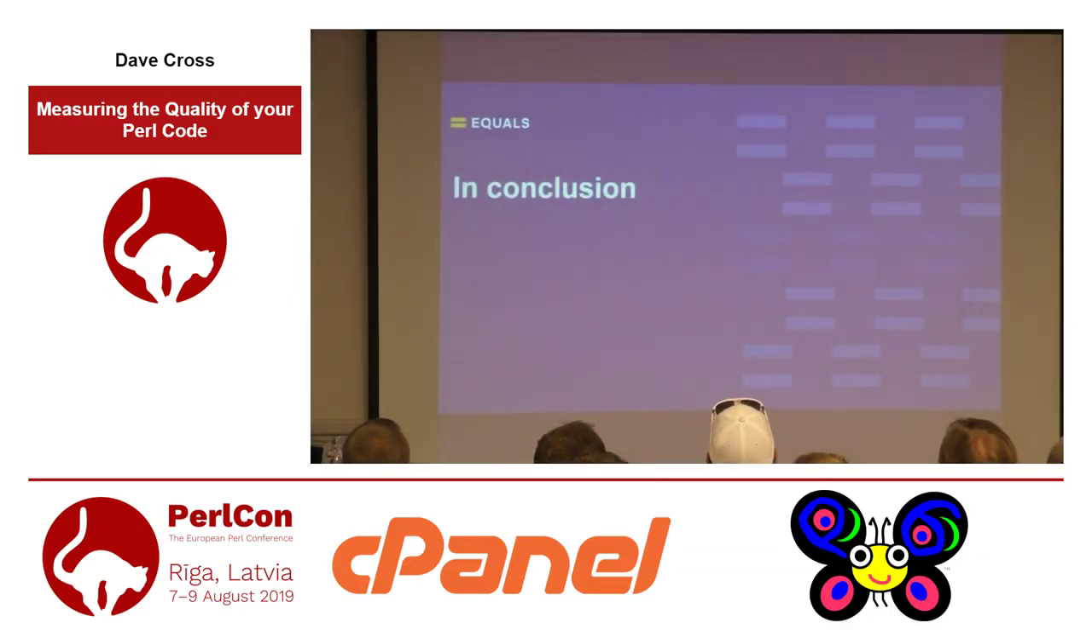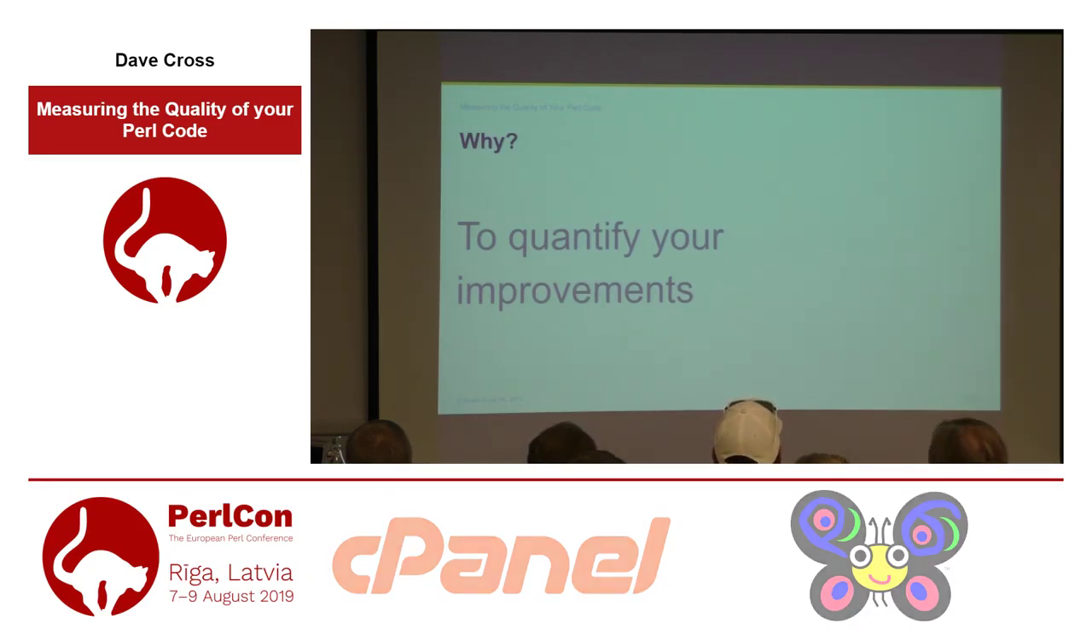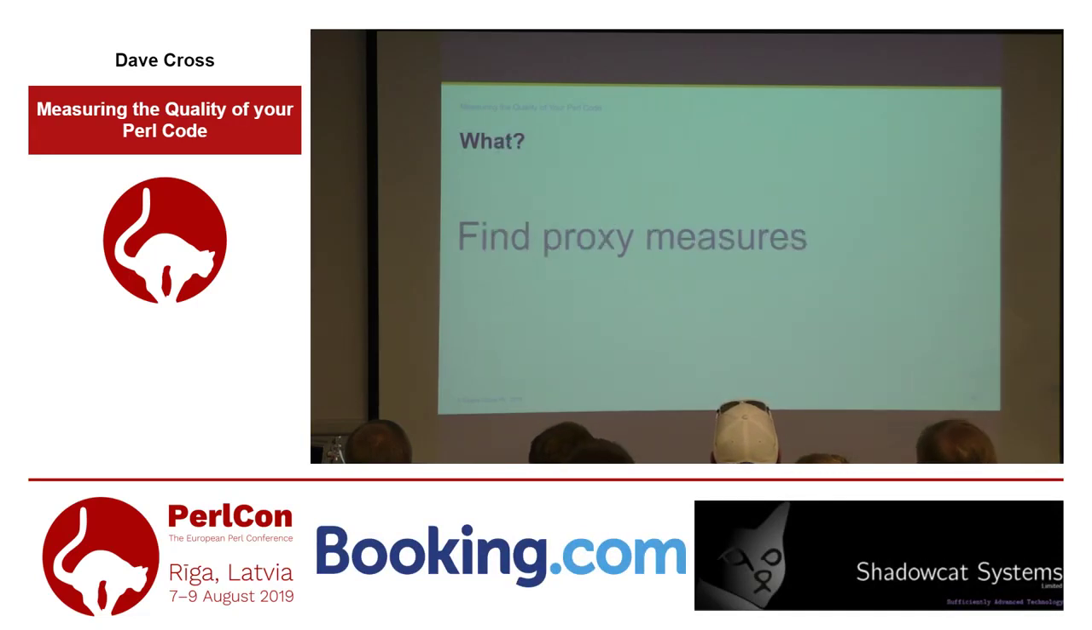So, in conclusion, why do we want to measure the quality of our Perl code? So that we can quantify the improvements that we later make. Notice I haven't talked at all about actually making the improvements. That's left as an exercise to the reader or watcher or whatever.